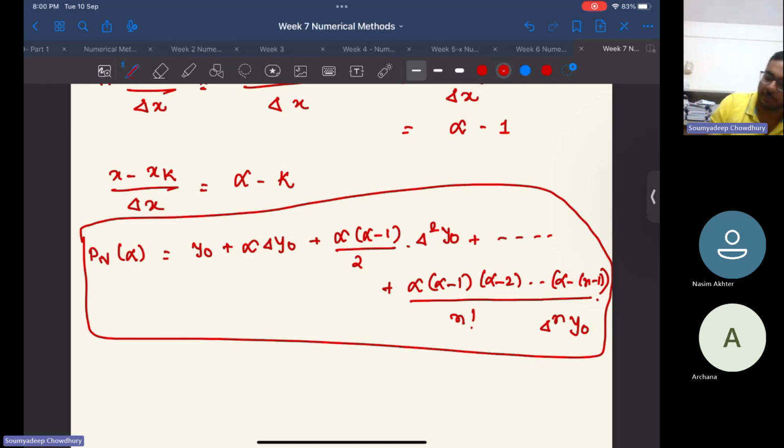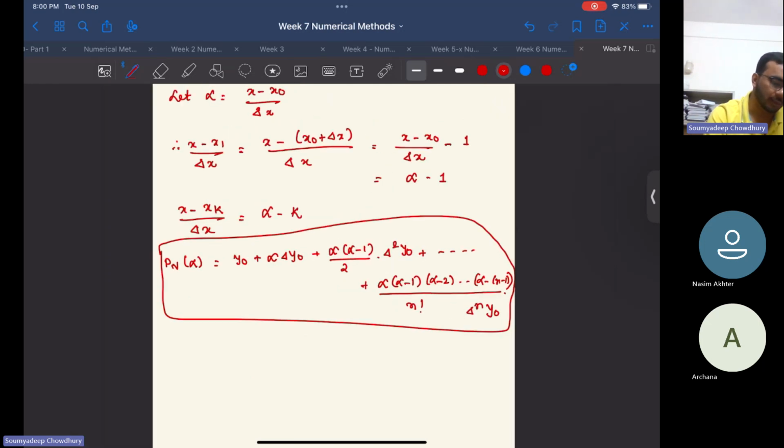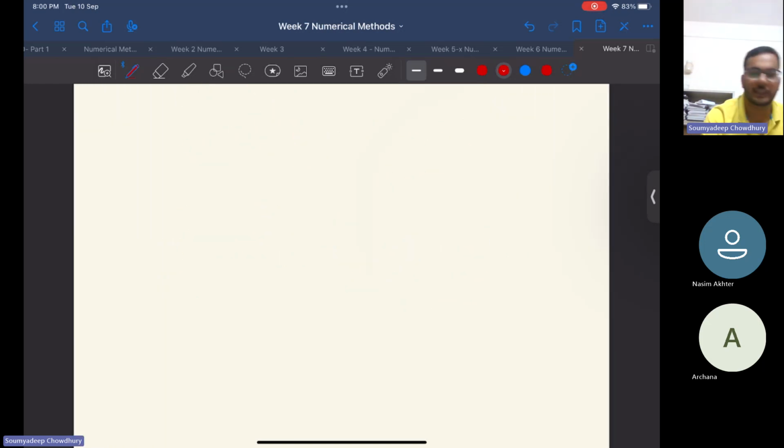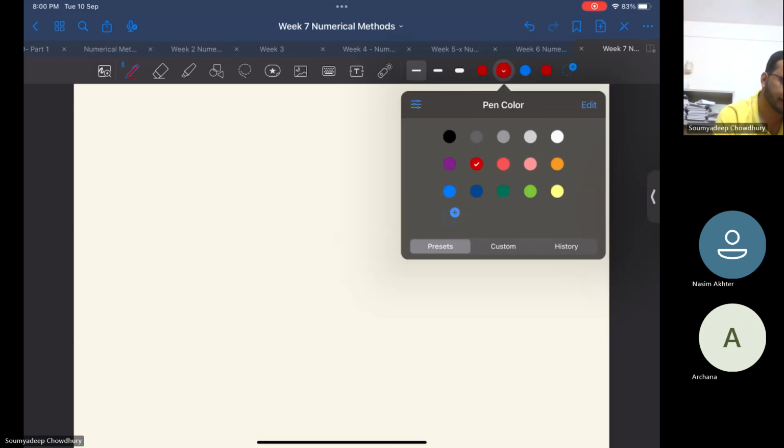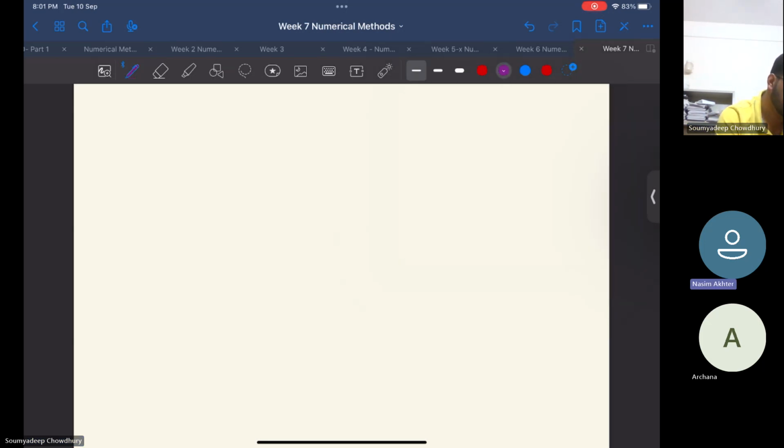So now we will see one problem based on this Newton's interpolation formula. Is it clear? The concept is clear, right? Yes, it is clear.